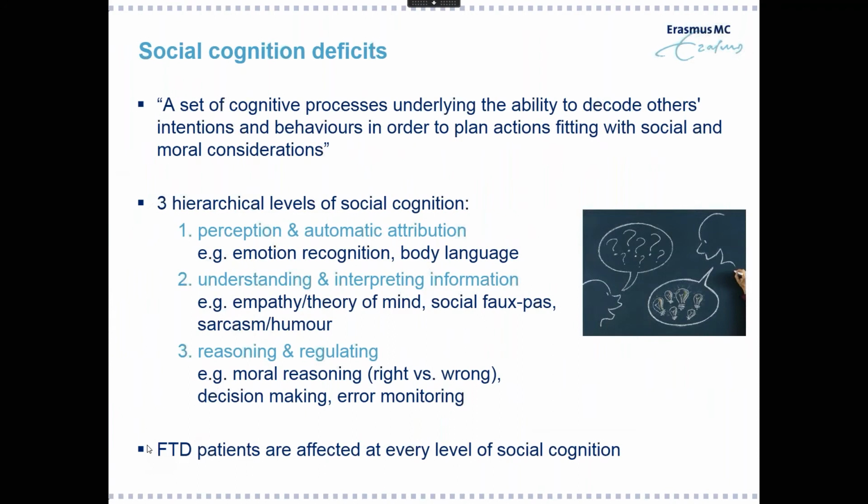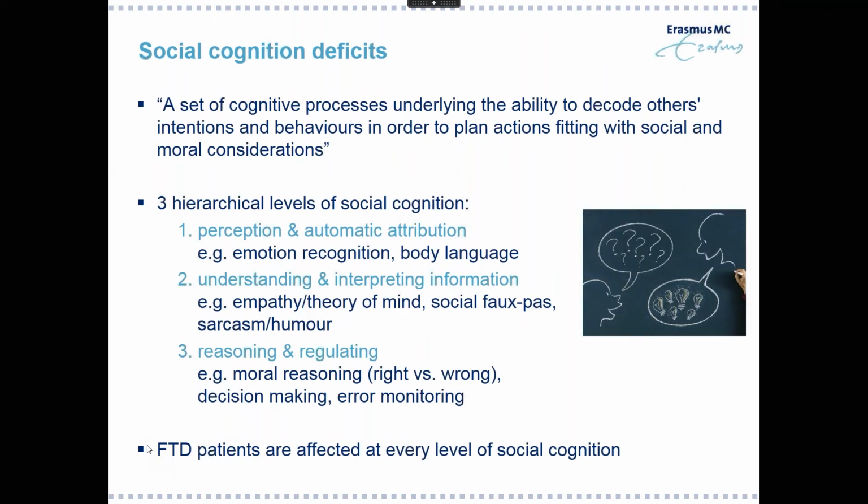Lastly, deficits in social cognition. And social cognition, as was already referred to today, is a set of cognitive processes underlying the ability to understand others' intentions and behaviors in order to plan actions accordingly. And social cognition can be conceptualized along three hierarchical levels. The first level is the level of perception and automatic attribution. And it includes facial emotion recognition and reading body language.